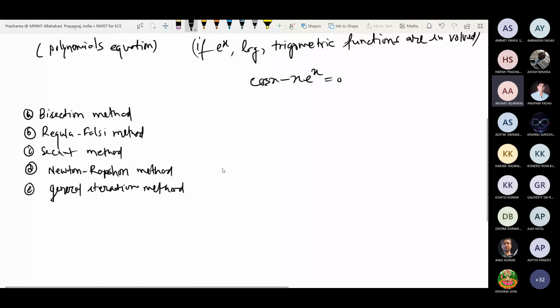Then we'll study some methods which will help you to find out even the complex roots. One of the methods will be Muller's method, M-U-L-L-E-R, Muller's method. Using that method, you can even find out the complex roots. And a few more if time permits. So these are the methods we are going to learn to find out roots of an equation.